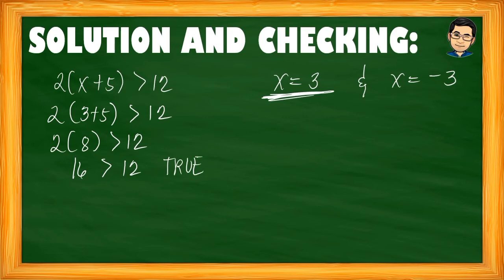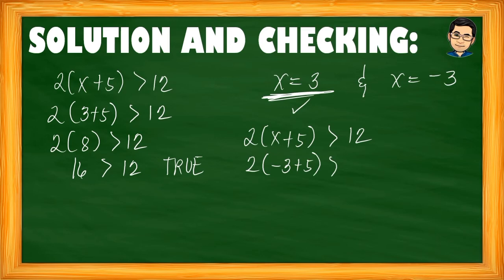Mas mataas po ang 16 kaysa sa 12. So, tama po yung value na x is equal to 3. So, true siya. What about negative 3? So, let's check. Two times the value of x is negative 3 plus 5, greater than 12. 2 times the sum of negative 3 and 5 is positive 2, is greater than 12. So, 2 times 2 is 4, greater than 12. 4 greater than 12, this is false.